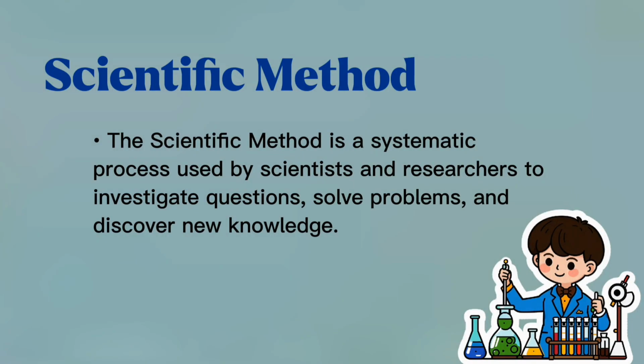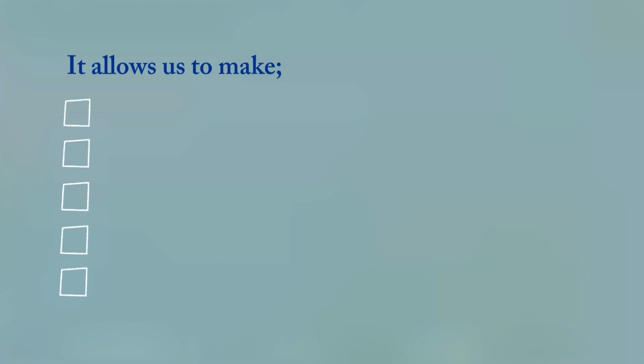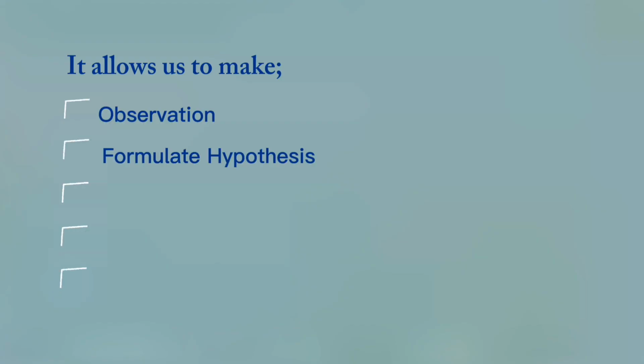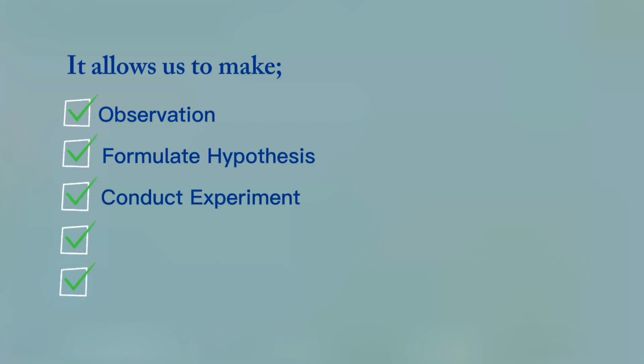Before we begin our experiment, let us first understand what the scientific method is. The scientific method is a systematic process used by scientists and researchers to investigate questions, solve problems, and discover new knowledge. It allows us to make observations, formulate hypotheses, conduct experiments, analyze data, and draw conclusions. The scientific method consists of 6 major steps.